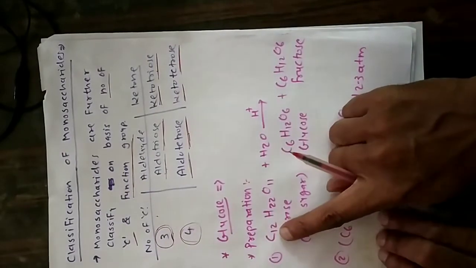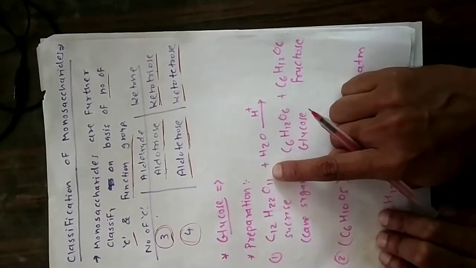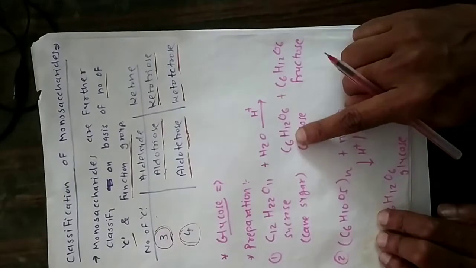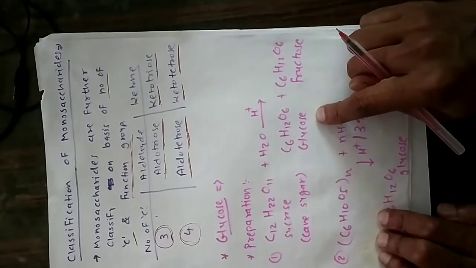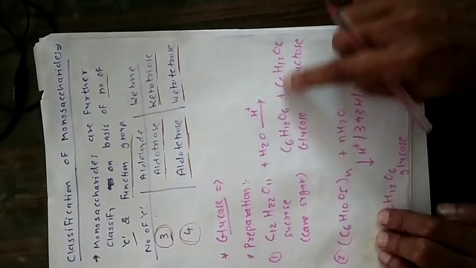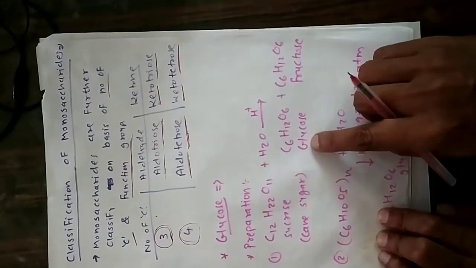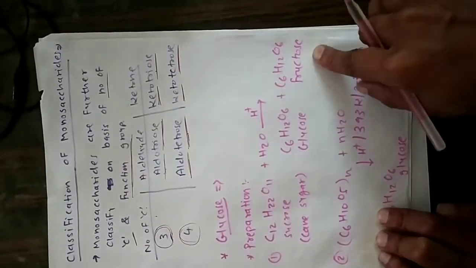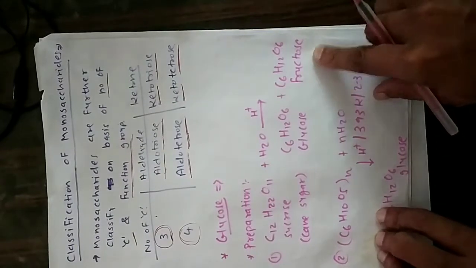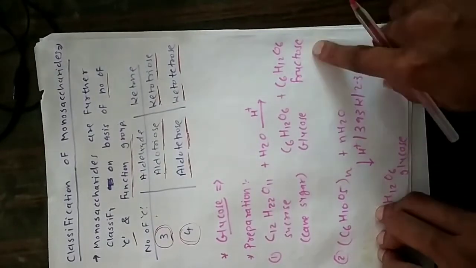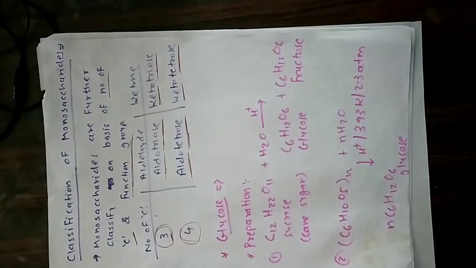C12H22O11 is sucrose, and C6H12O6 is glucose, and the same molecular formula is there for fructose also. Now what is the difference between glucose and fructose? The functional group is different in glucose and fructose. We are going to discuss that in further points.